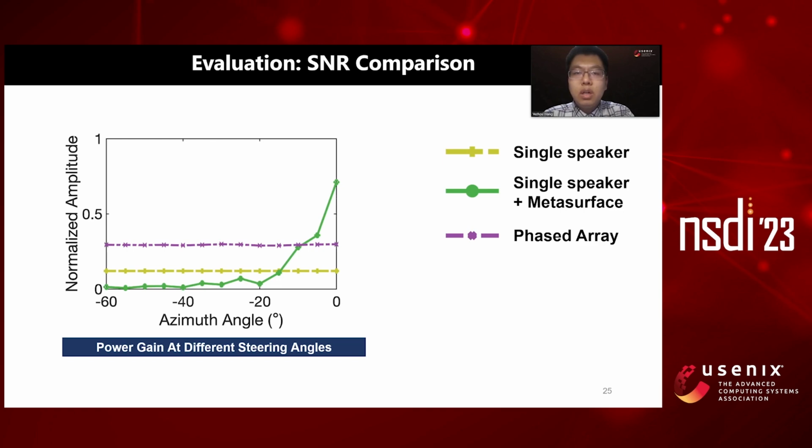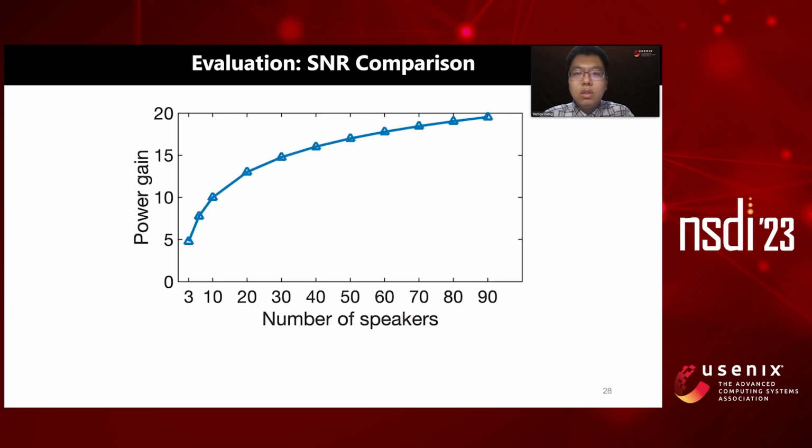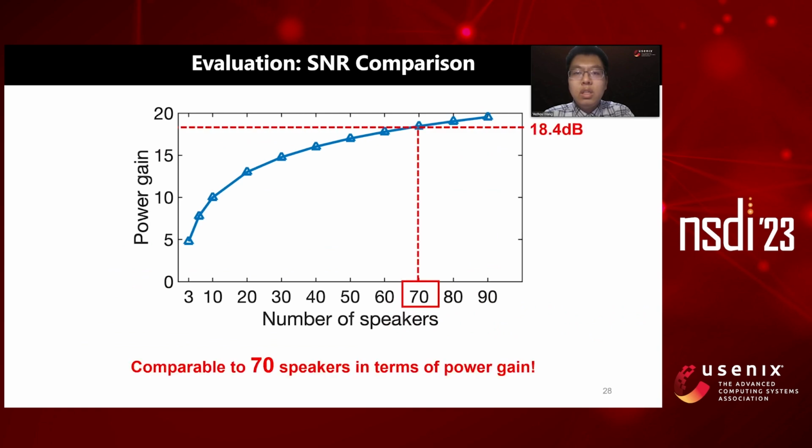The amplitude drops fast when the azimuth angle increases. The phased array solution also performs well in all directions. However, the improvement provided by the phased array is limited when the size of the phased array is small. The right line is our solution, combining the phased array with the metasurface. The signal strength has significantly improved compared to the scheme using a single speaker or a small phased array, and our scheme achieves a wide steering angle. Compared to the scheme that uses only a phased array, our scheme is comparable to 70 speakers in terms of power gain.